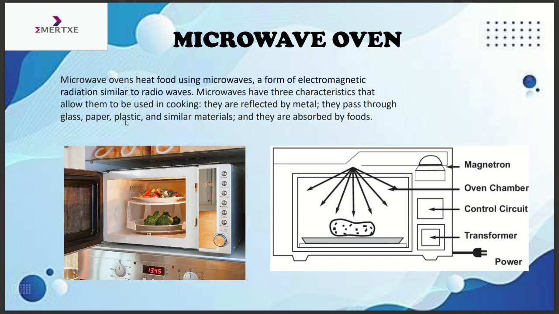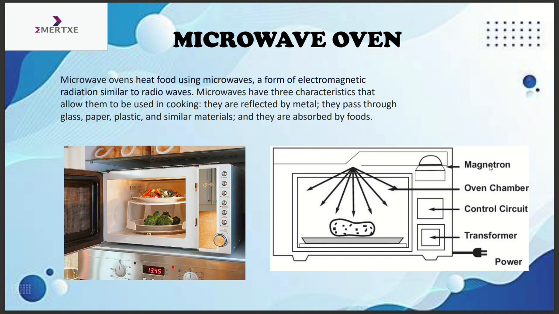They pass through glass, paper, plastic, and similar materials, and they are absorbed by foods. This is the picture of the microwave, which we all see in our daily life. This is the inner diagram of the microwave.